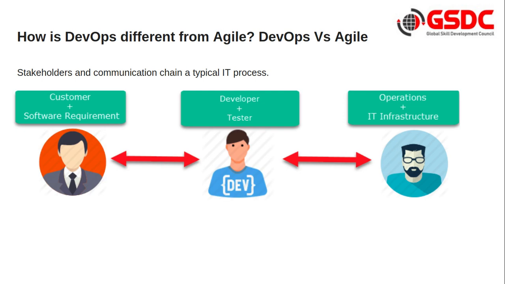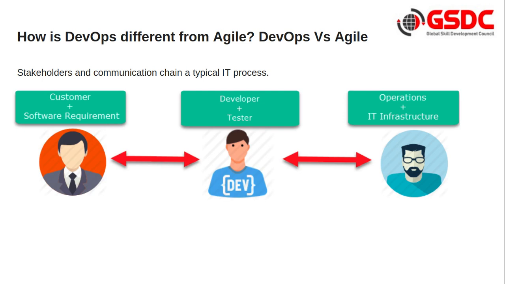So if you see, as we discussed, we get the requirement from the customer. Okay, and then the developer develops that product, then the tester tests that, and once that is done, we pass it on to the infrastructure team. Okay, but again, let's say the customer gives the requirement, the developer develops that product, and after some time the customer again comes with a new requirement.